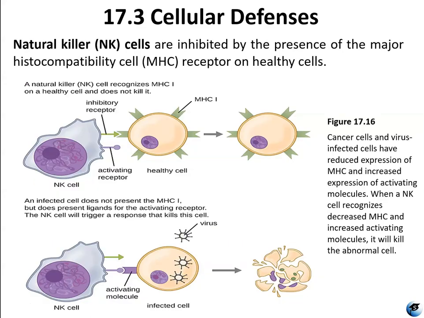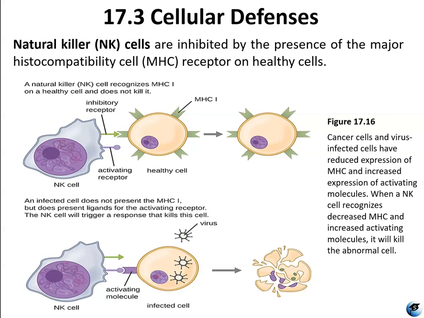Natural killer cells are called NK cells. These are inhibited by the presence of MHC. MHC stands for major histocompatibility complex. MHC receptors are normally on healthy cells, but if you have cells that are infected or otherwise abnormal, so things like cancer cells, they have a reduced expression of the major histocompatibility complex receptors, the MHCs. They have fewer of them, and they have more activating molecules.